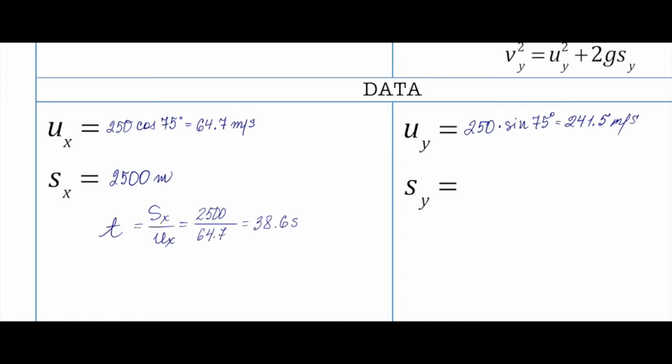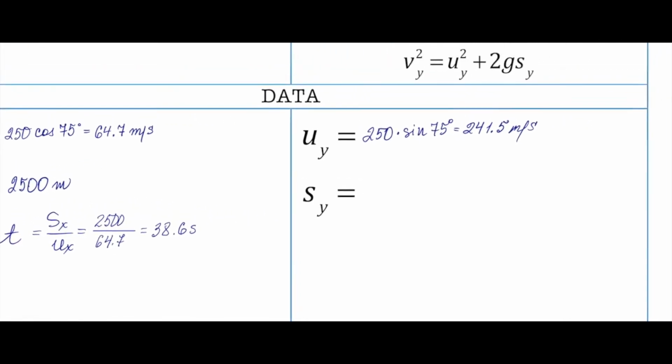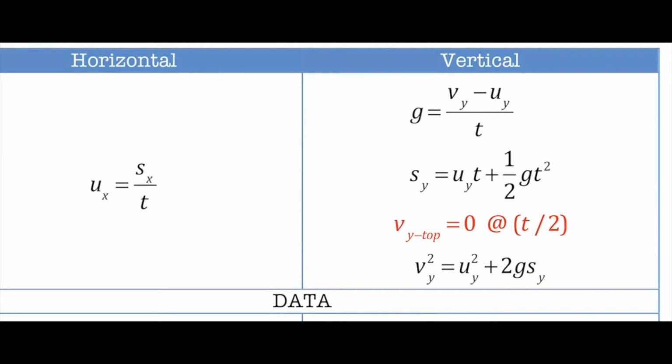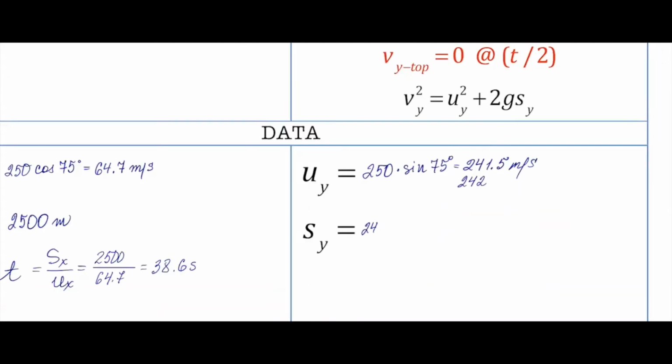So now I'm going to figure out where my projectile is at that specific moment in time, and we're going for the time square formula again right here, remembering that this is up and that is down. So 242 times time being 38.6 minus 4.9 times 38.6 squared, 2040 meters. 3 sig figs, we're good.